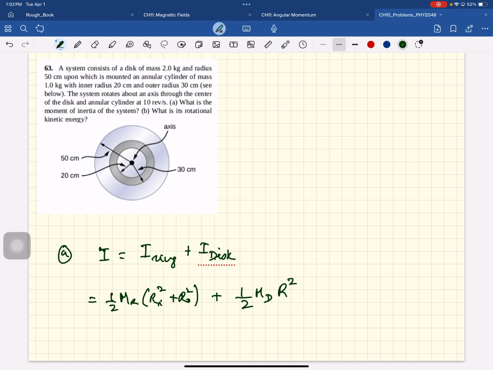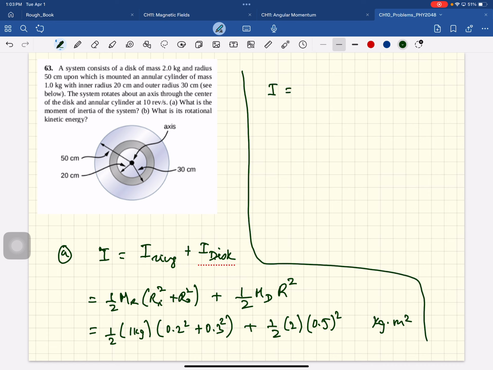All right, so let's put these in. 1/2 times 1 kg times 0.2 meters squared plus 0.3 meters squared, plus 1/2 times 2 kg times 0.5 meters squared, in kg meter squared. I equals 0.04 plus 0.09 is 0.13, times 0.5 gives 0.065, plus 0.25. So that's the moment of inertia.